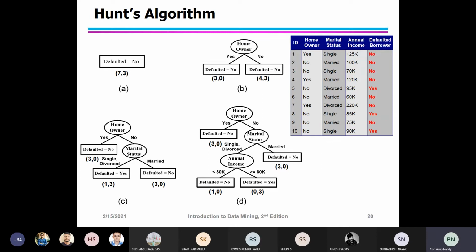So this is the way that you need to apply the Hunt's algorithm. It is a greedy approach, and there are only two steps you have to do recursively to understand whether you have to grow the tree in these directions or not. So this is the way.